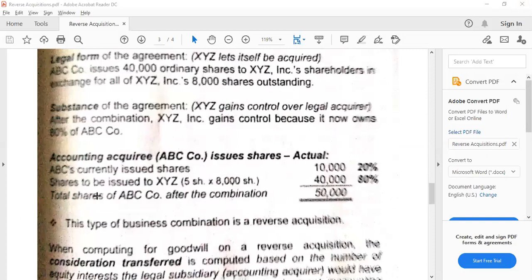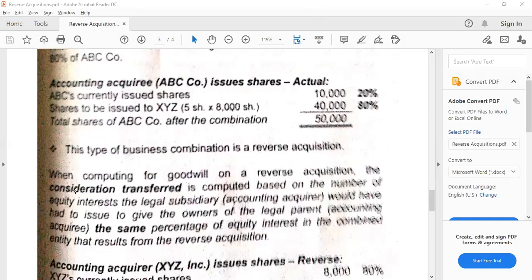And then shares to be issued to XYZ, 40,000, for a total of 50,000. So ABC company, again, supposedly is the legal acquirer, but then it issued the shares, right? So a case of reverse acquisition: 10,000, 40,000, 50,000. Why do I say, by the way, this is a case? Also, I said here, because again, the acquirer, supposedly legally speaking, should have been the one to issue shares, but this is ABC. And then it is the accounting acquiree.